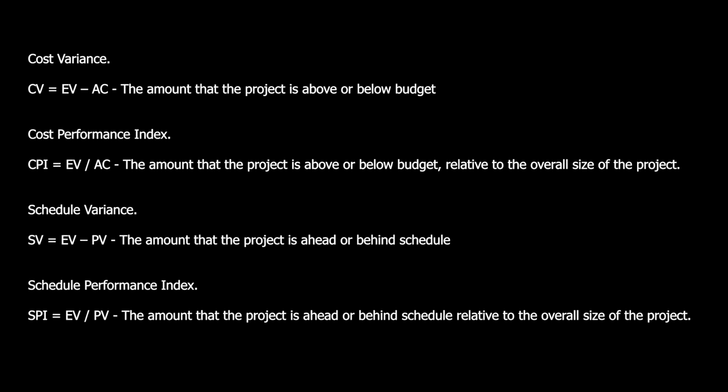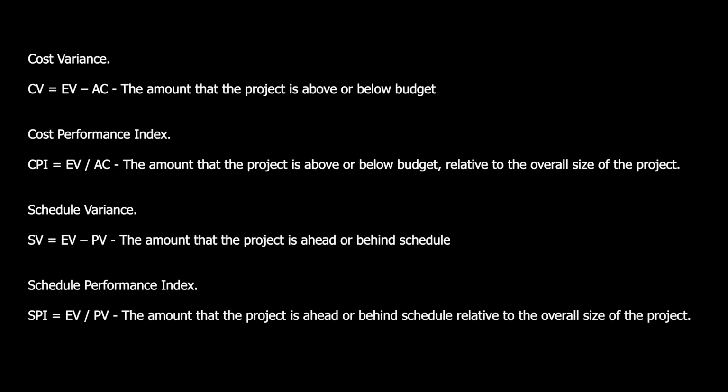We have CV is equal to EV minus AC. So this is your cost variance. Cost variance is equal to your earned value minus your actual cost. Now remember, these formulae are going to be applied to an example, so it will be easier for you to follow. Your CPI is equal to your EV divided by your AC. So this is your cost performance index. This is the amount that the project is above or below budget relative to the overall size of the project.